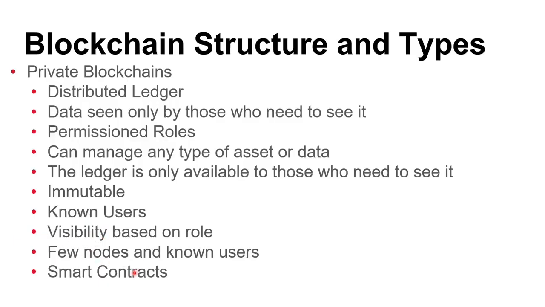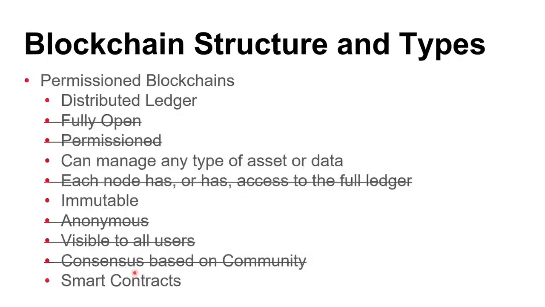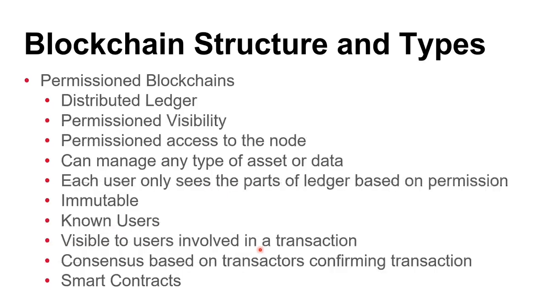And there is another blockchain type, sometimes called permissioned. An example here of this one could be Ripple, and it's considered the permissioned blockchain. Again, distributed ledger is desirable, can manage any type of data or asset that's desirable, immutability, smart contracts. And the fully open, permissionless, each node has access to the full ledger, anonymity, visible to all users. These would be undesirable in a permissioned blockchain.